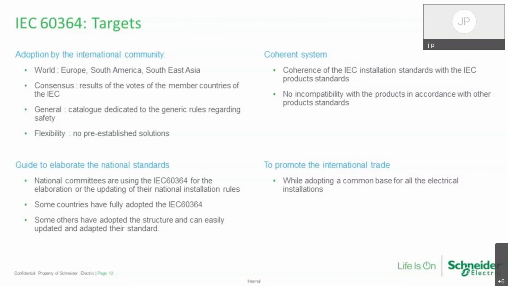This is a coherent system. When you use products which are IEC products, we reference this product and we have a consistency between this product and the installation. So this is a guide to elaborate the national standards. In most countries, you never use 60364 directly, but your national standard, which is made from the IEC 60364. And it's also a good way to promote international trade.